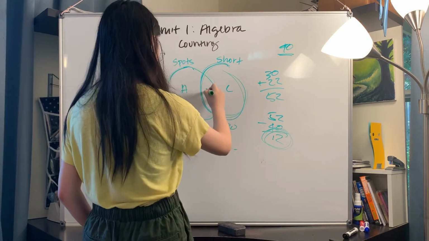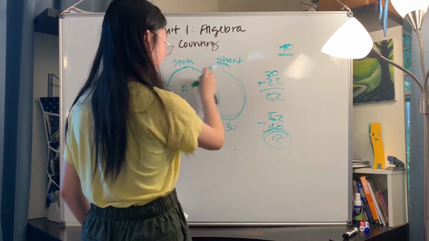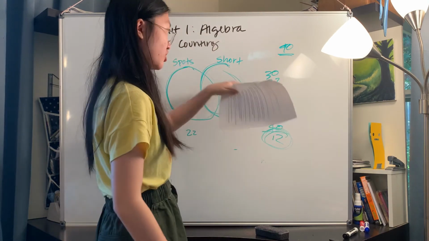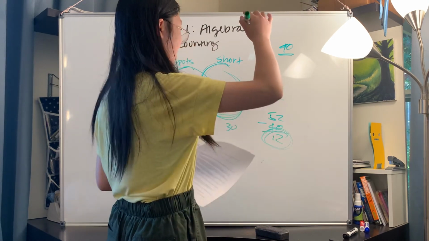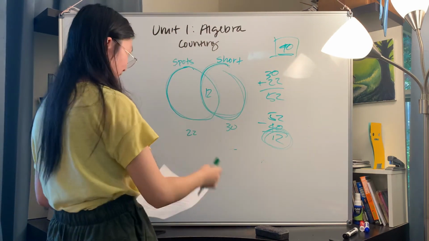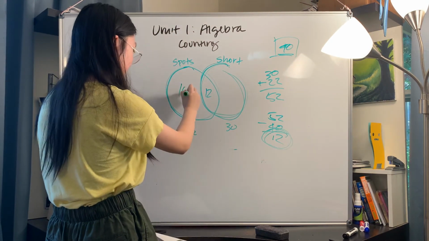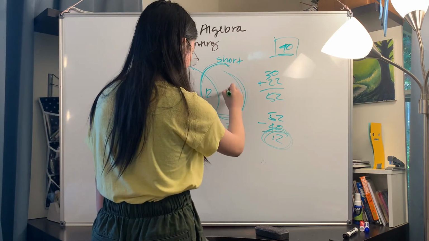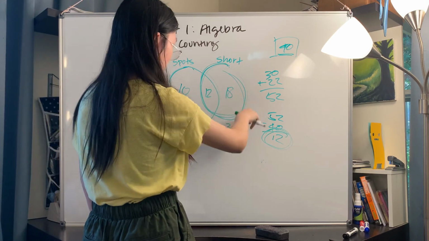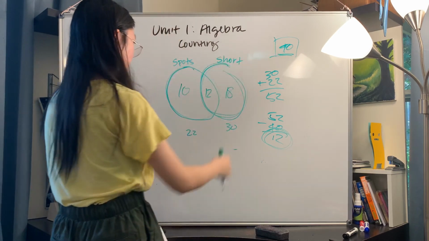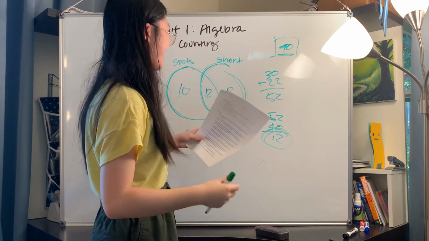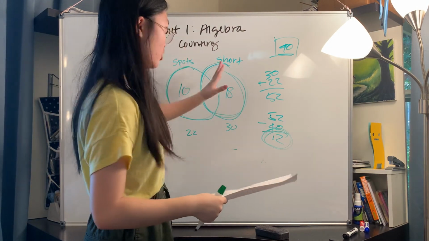I thought this was like a minimizing problem, but no, there has to be 12 dogs that have both spots and short hair, because otherwise you would be over your limit of 40 dogs. So if you have 12 here, then you have 10 here, and you have 18 here, and that adds up. That's 30 plus 10 is equal to 40. So 12 is the only number of dogs that could have spots and short hair.